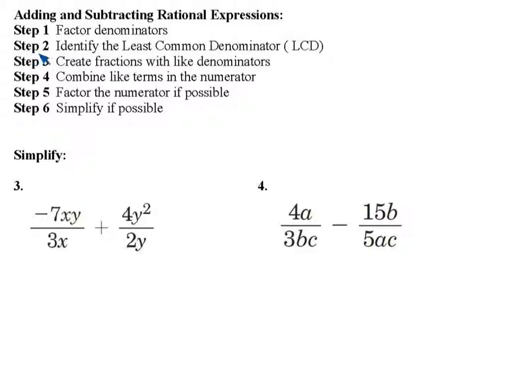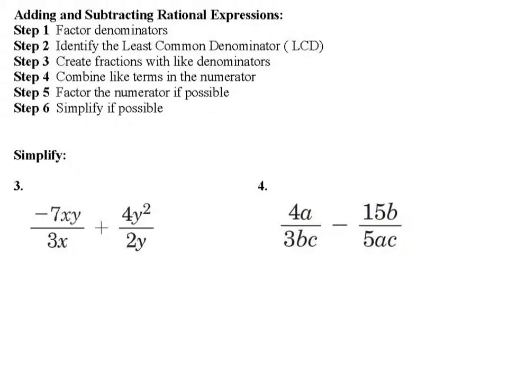Now let's look at step 2. Identify the least common denominator, which is the LCD. So this is a term we'll refer to frequently from now on. An LCD is the least common denominator. So looking at these two denominators, I have a 3x and a 2y. Since these do not have any common factors, the LCD will be the product of the two.